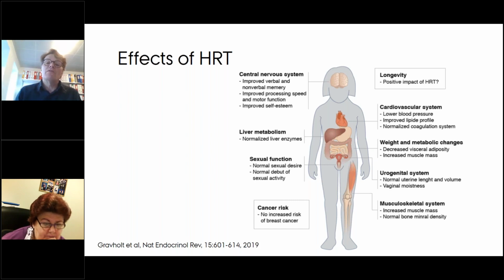We know it's important for weight and metabolism, especially keeping up muscle mass and keeping fat mass down. We know it's important for lowering blood pressure and so on. And we might even be able to see that it also has positive impact on longevity.